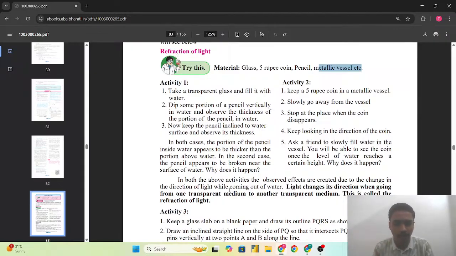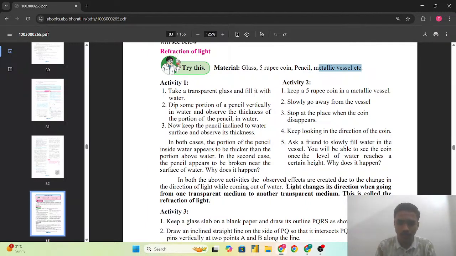So in both the above activities, the observed effects are created due to the change in the direction of the light while coming out of the water. मतलब जो लाइट वाटर से आ रही है, the light which is coming out of the water, so due to which the light changes its path. So light changes its direction when going from one transparent medium into another transparent medium. This is called the refraction of the light.